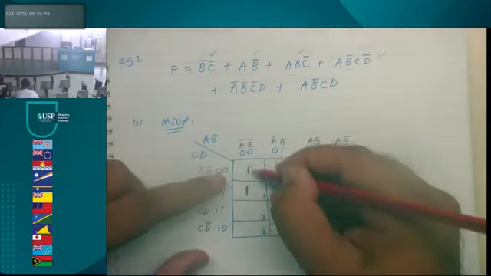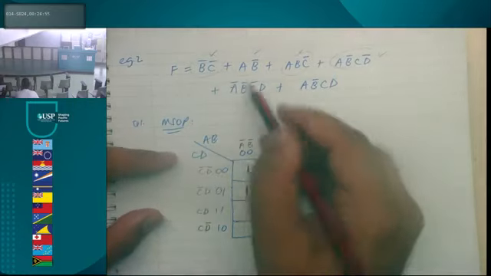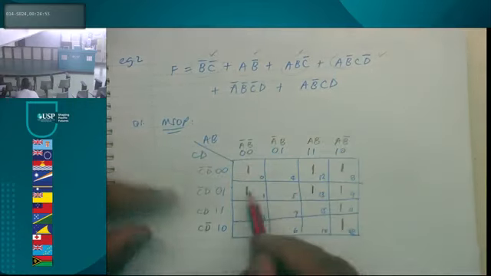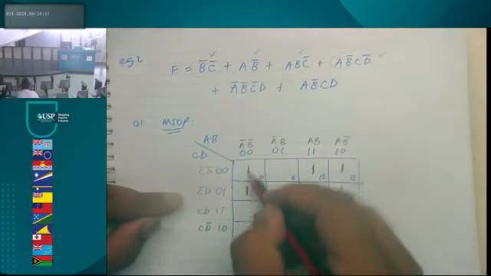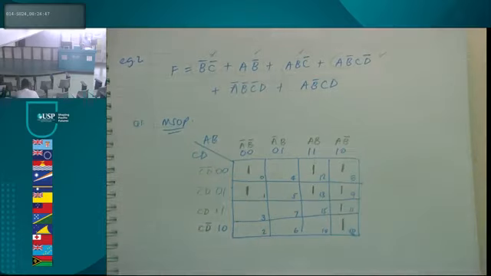Now, let's look at A bar, B bar. A bar, B bar is down this column. And where's C, D bar? C bar, D. It's down this way. So A bar, B bar is down this way. C bar, D is this one. Okay, so double up on that. Okay, so that's done.